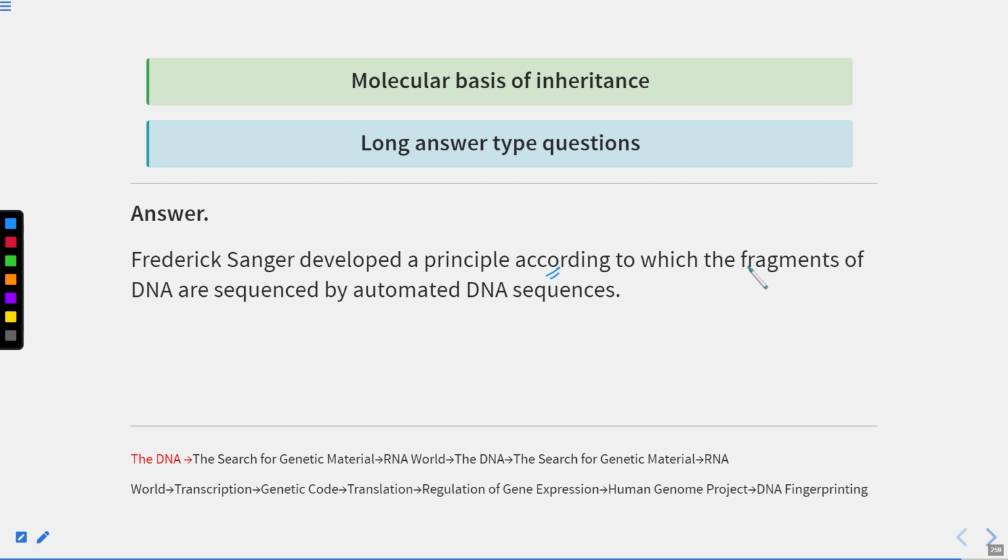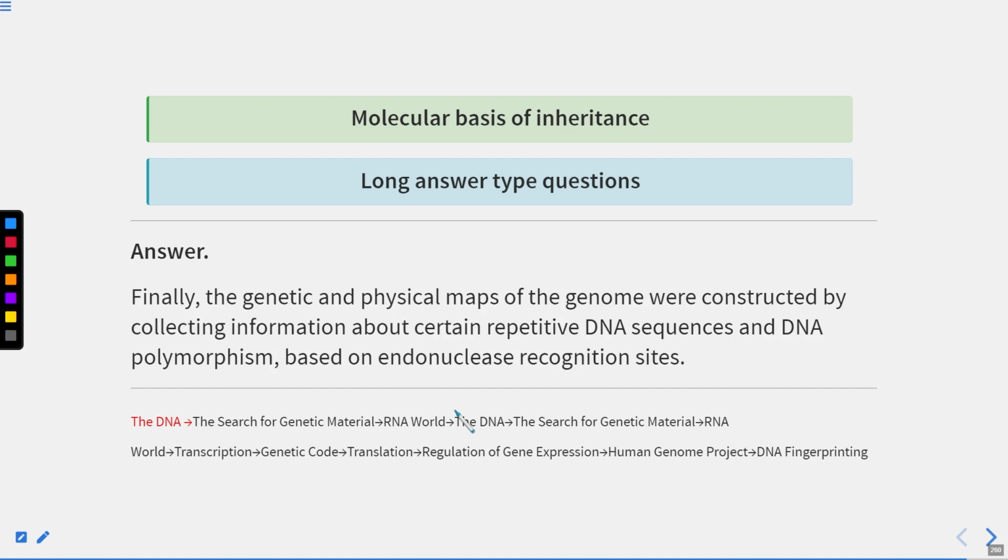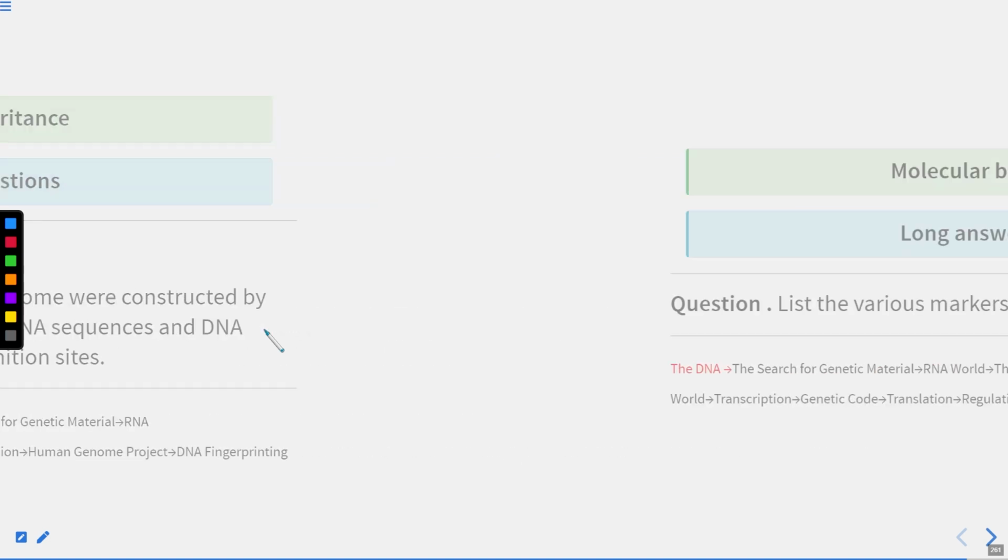Now, Frederick Sanger developed the principle according to which the fragments of the DNA are sequenced by automated DNA sequencers. On the basis of overlapping regions on the DNA fragments, these sequences are arranged accordingly. For alignment of these sequences, specialized computer-based programs were developed. This is clear. Finally, the genetic and physical maps of the genome were constructed by collecting information about certain repetitive DNA sequences and the DNA polymorphism. These were based on endonuclease recognition sites. This is clear.